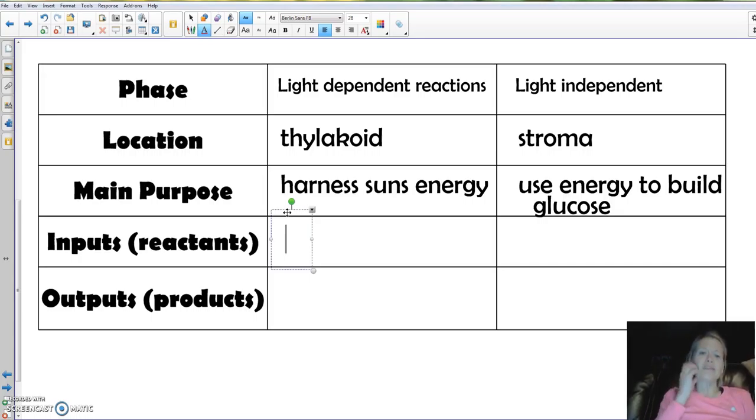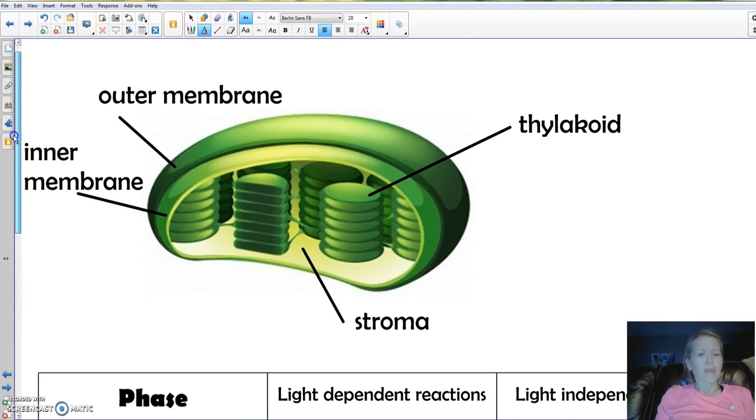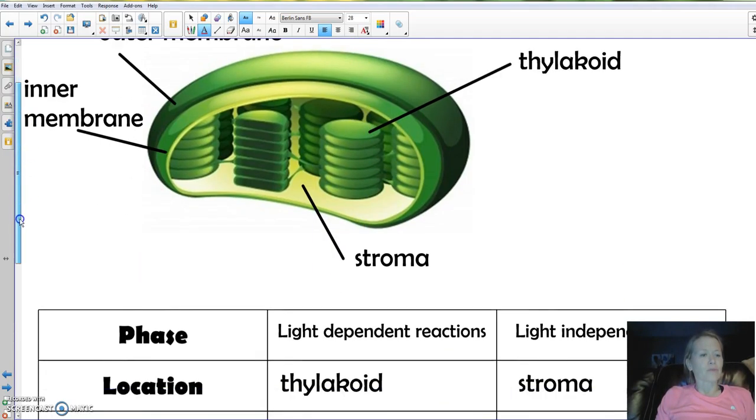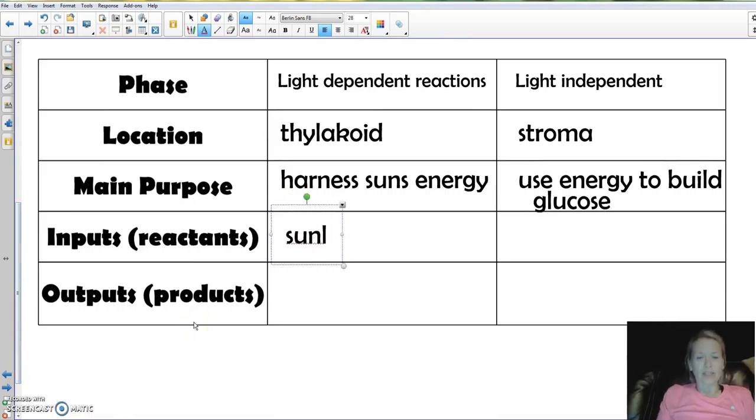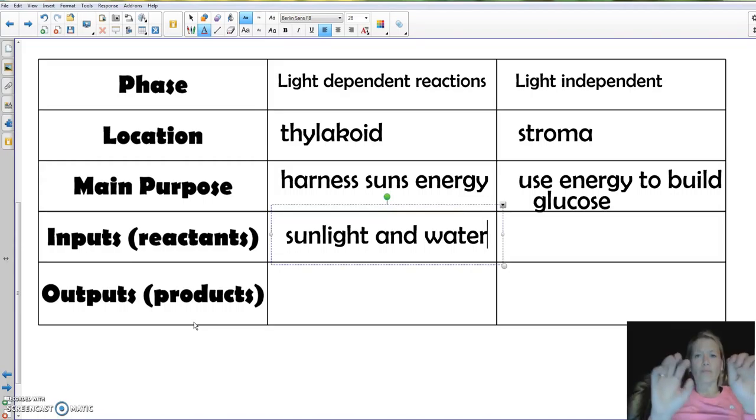So what goes into the light-dependent reactions? Remember when we were looking at our picture from last week, in the thylakoid, we had the sunlight coming in and the water coming in. Those would be our inputs. We're using sunlight and water. And we break that water molecule into three parts: electrons, hydrogens, and oxygens. Oxygen is a waste product. The other two build energy molecules.